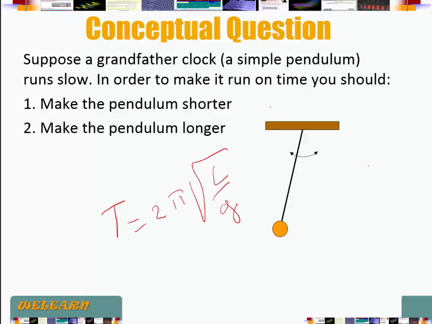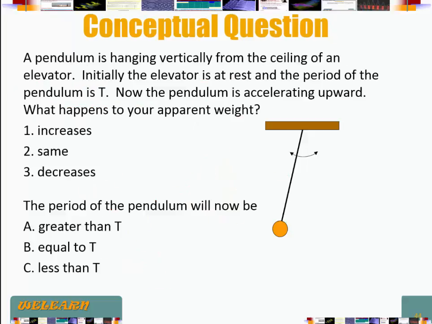Now, to make the period shorter, to make it take a lesser amount of time, then I need to reduce L. So we need to make the pendulum shorter.